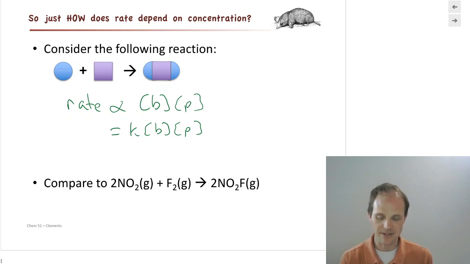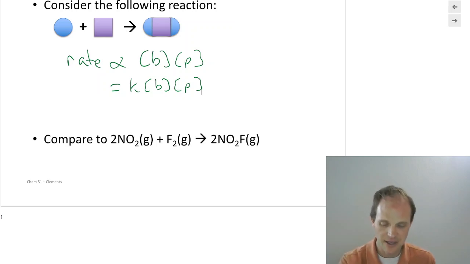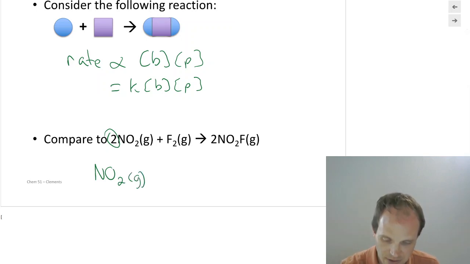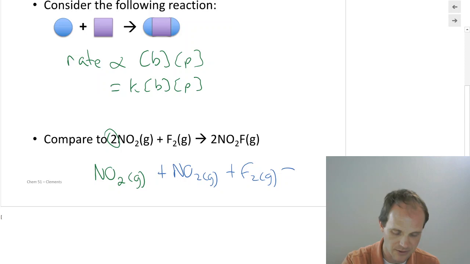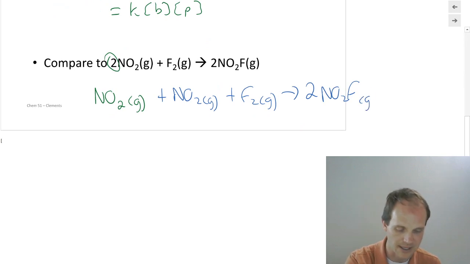So we're going to compare this to the reaction NO2 plus F2 goes to 2NO2F. Now, I'm going to break this off. There's two NO2s. I'm going to draw one of them in green. So I've got NO2 gas. And I'm going to draw the other one in blue, NO2 gas. And then we've got F2 gas goes to 2NO2F. And that's also gaseous.